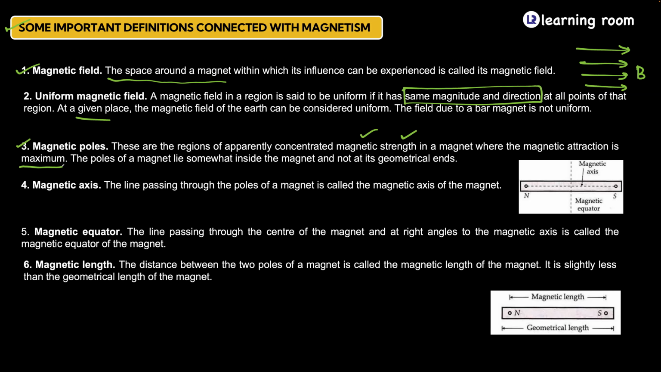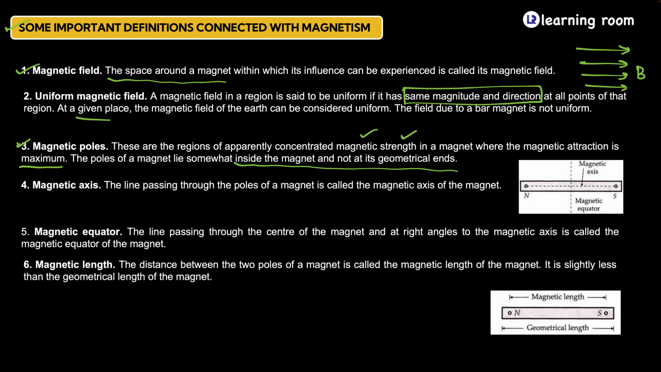The most important point is that the poles of a magnet do not lie exactly at the geometrical ends. This is not considered to be a pole, or this is not considered to be a pole. The pole is always slightly inside the geometrical ends. Am I clear with that? So the poles of a magnet lie somewhat inside the magnet, and they are not exactly at the geometrical ends, right?